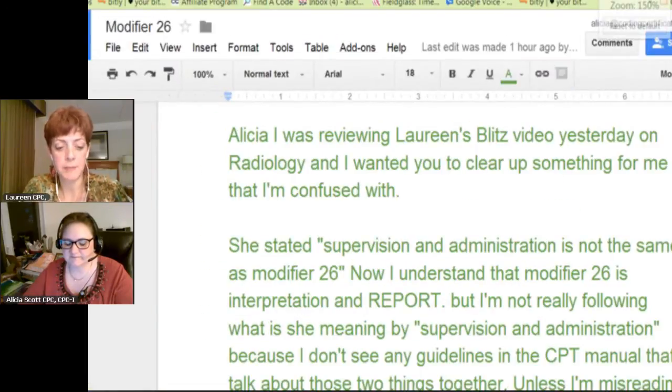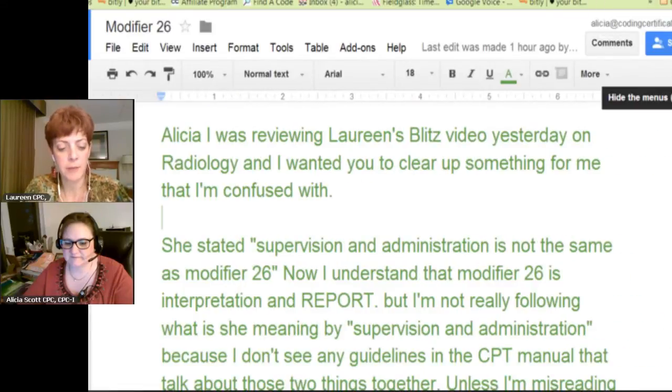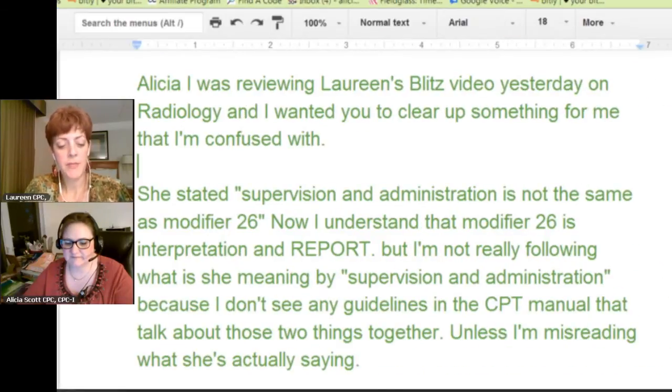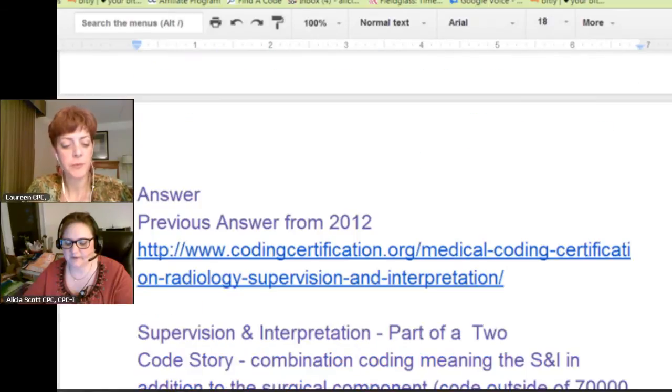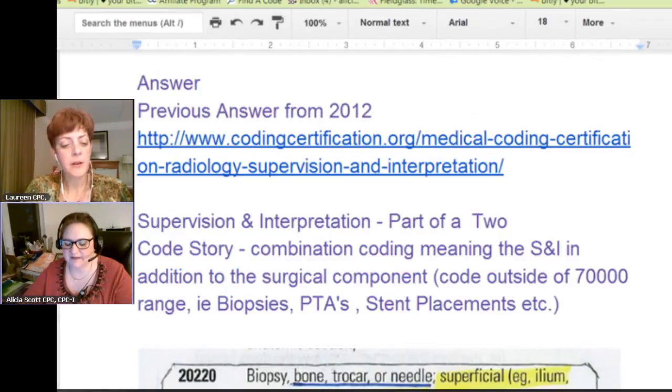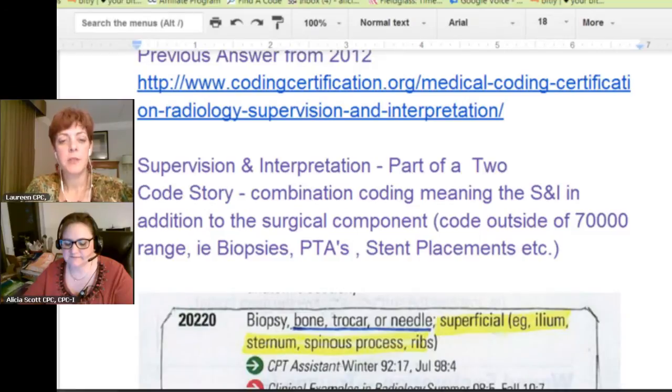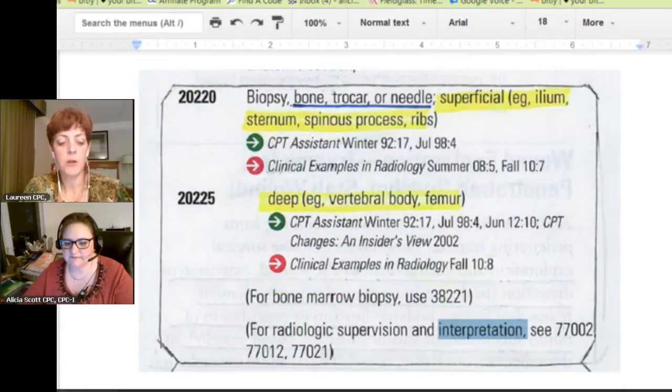What does that mean? So just keep scrolling down past the green, and I want them to see the little clip of my CPT manual. There you go. Okay. So right there, for those in the replay club, I gave you the link to the previous answer that we did on this, and right below it, this is how I teach it in the course. Supervision and interpretation, when you see that, you want to think this is part of a two-code story, okay?